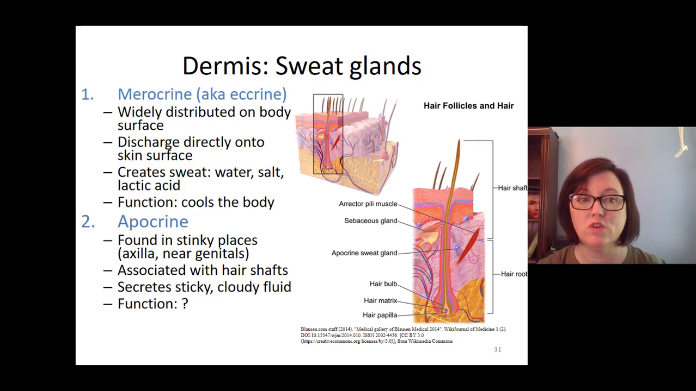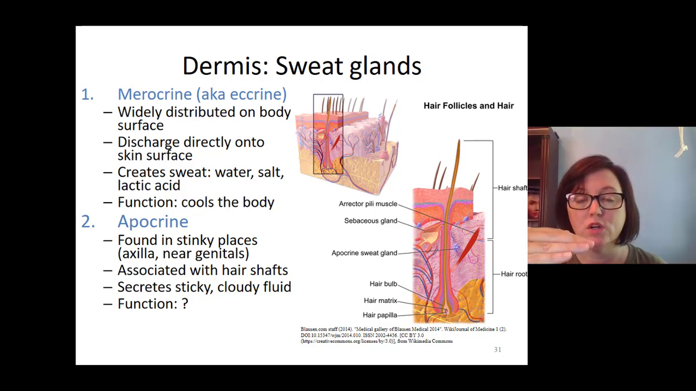These are widely distributed all over the body's surface for the most part. They have ducts that discharge directly onto the skin surface, so they don't use a hair shaft or anything like the sebaceous gland did. The merocrine or eccrine sweat glands create what we call sweat, which is mostly water, but it does contain salts and lactic acids and other compounds. And the main function of the merocrine sweat glands is to cool the body.